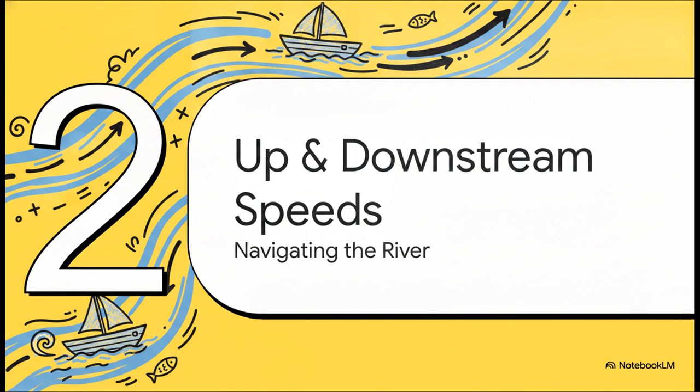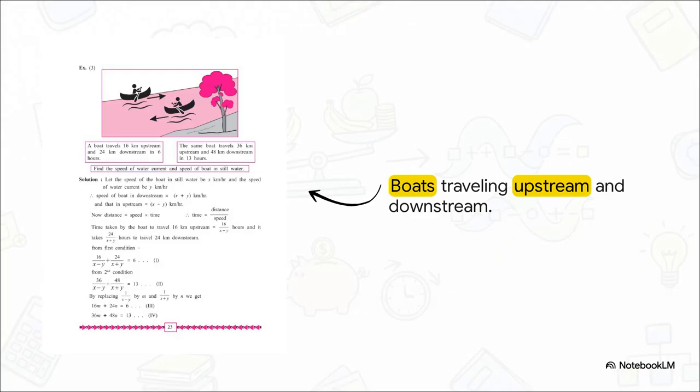Navigating the river. Let's dive right into this by visualizing a classic scenario of boats navigating a flowing river. Imagine a boat that travels 16 kilometers upstream and 24 kilometers downstream, all in 6 hours. To solve a puzzle like this, we must patiently apply our translation rules. We start by letting the speed of the boat in still water be our variable x, kilometers per hour, and we let the speed of the water's current be y kilometers per hour.